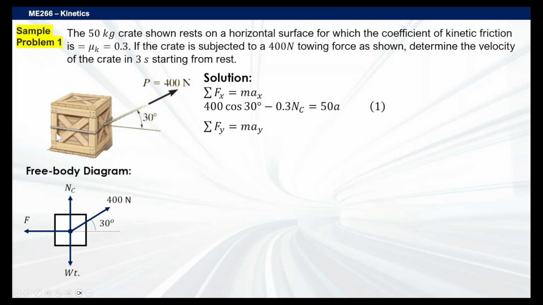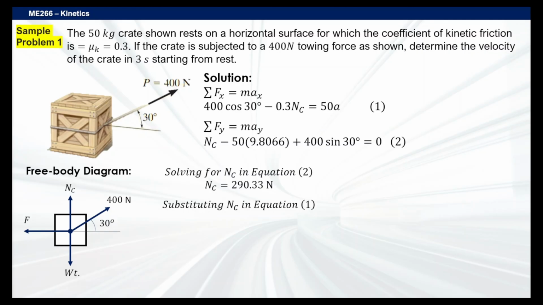And for y forces, we have 2. Actually, we have 3. We have the weight, we have the perpendicular force, and then, of course, the y component of 400 newtons. So we just sum it up here, and luckily it's going to be equal to 0, so we're able to solve for the perpendicular normal force here. So we solve for N sub C using equation 2, and it is about 290.33 newtons, which we can then substitute in equation 1 to solve for our acceleration. And our acceleration is around 5.186 meters per second squared.